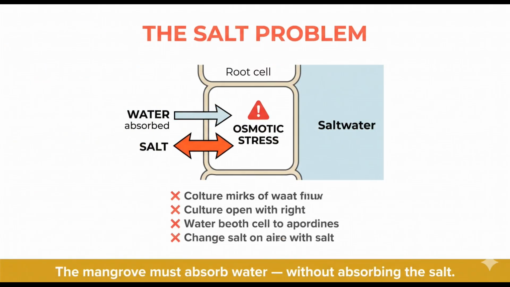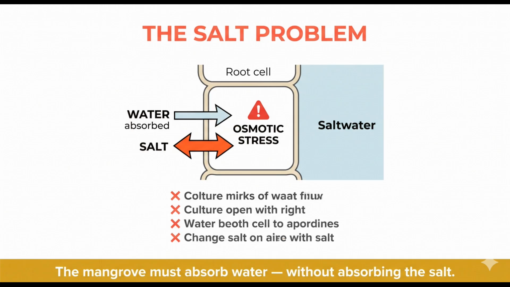And then there's salt. Look at the diagram on screen. When a plant absorbs water through its roots, the water carries dissolved salts along with it. In a normal freshwater environment, the salt concentration is very low, not a problem. But in brackish or salt water, the concentration is much higher. If salt builds up inside the plant's cells, something called osmotic stress happens. The salt draws water out of the cells, the opposite of what the plant wants. The cells lose water, shrink, and the plant begins to die.